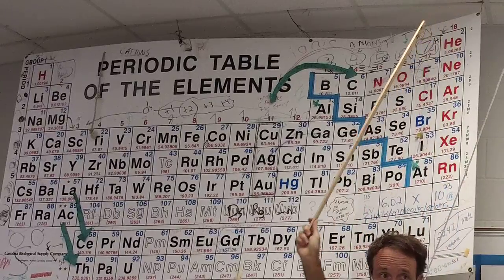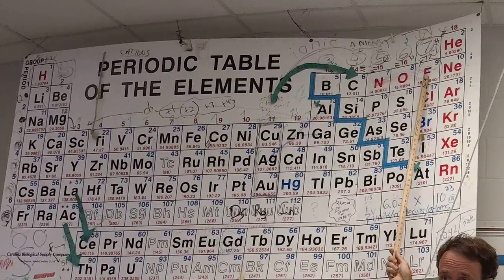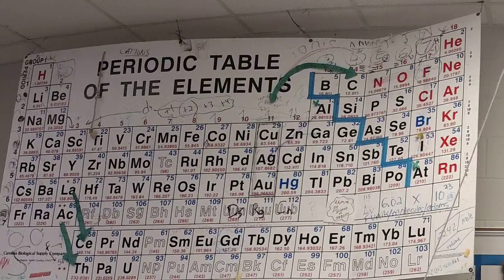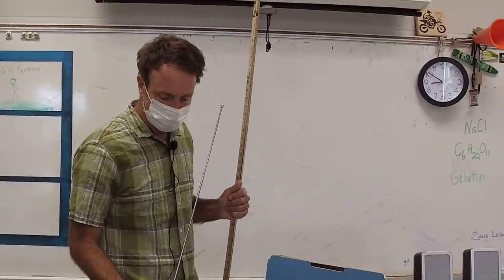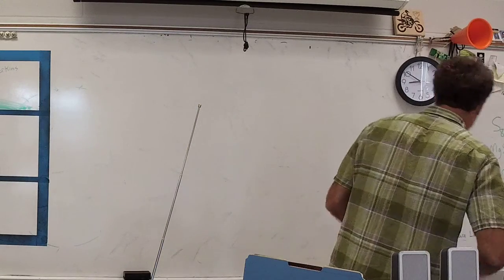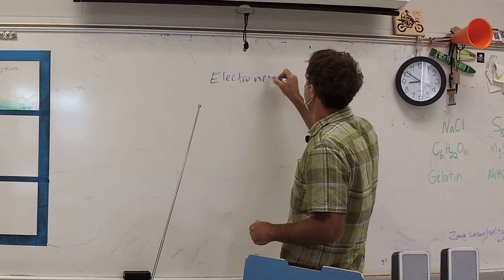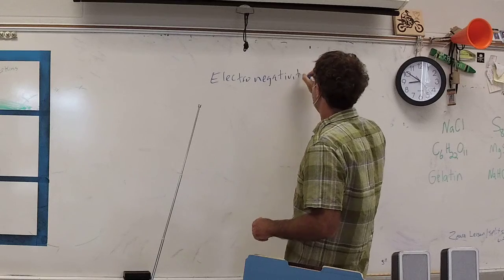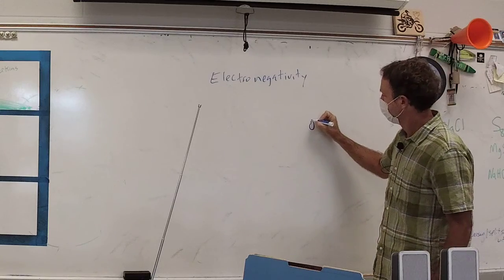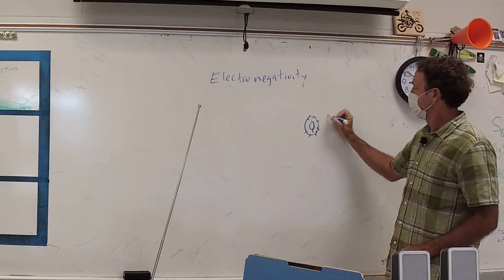So the very strongest magnet on the periodic table is fluorine. It's very, very small, and it only needs one more electron. So let's draw fluorine, and let's think about why it is so electronegative. Okay? Electronegativity. Electronegativity is basically how strong a magnet you are. I'm going to draw fluorine. Fluorine is 2 and 7.